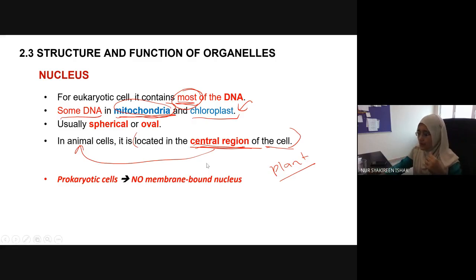So for the prokaryotic cell, they have no membrane-bound nucleus, but the DNA is located in the nucleoid region. Okay, DNA is located in the nucleoid region.